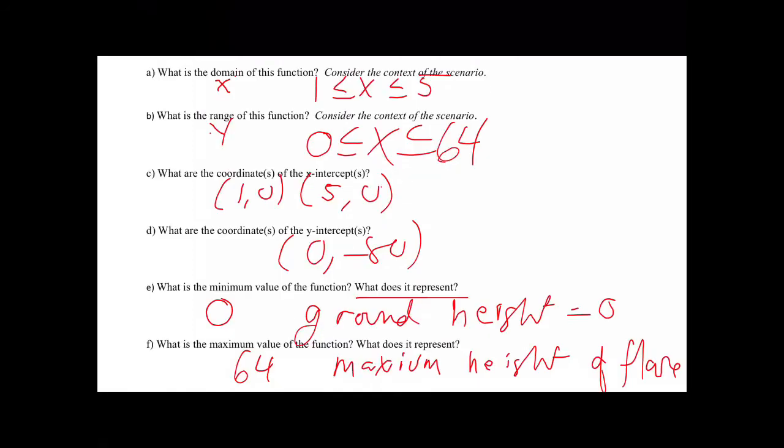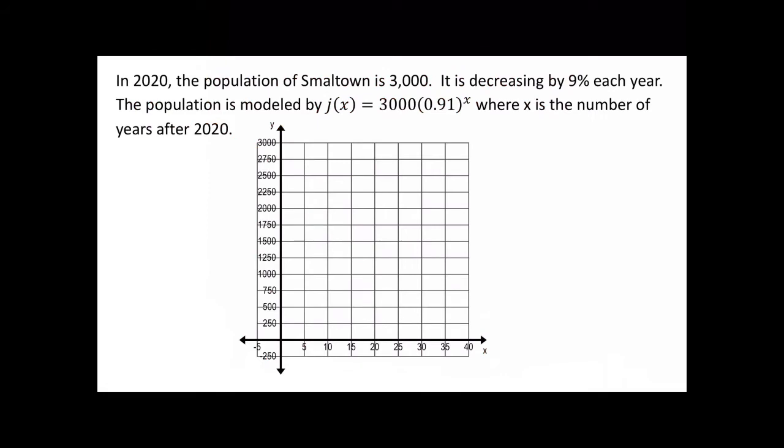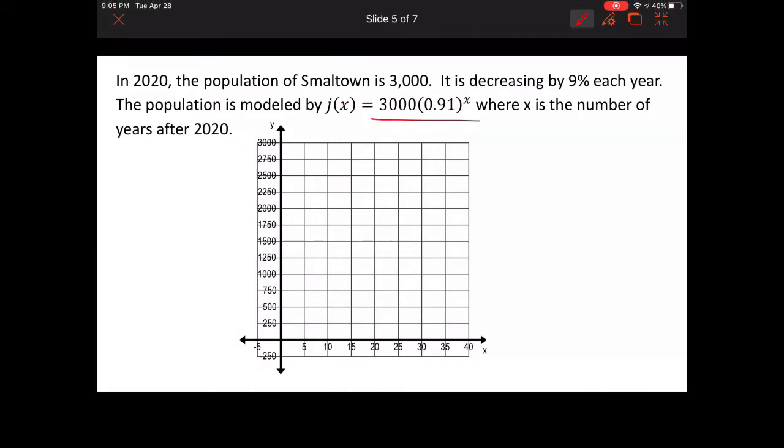All right. Exponential is a little different. Exponential kind of has this ongoing situation, and that's what gets a little tough about it, okay? So let's look at this situation. In 2020, the population of a small town is 3,000. Again, I made this up because I just wanted to show you. I didn't want to get too big of numbers either. So it is decreasing by 9% each year. The population is modeled. So here, there's your model of something decreasing. Of course, you should realize that 0.91 is decreasing, where x is the number of years after 2020.